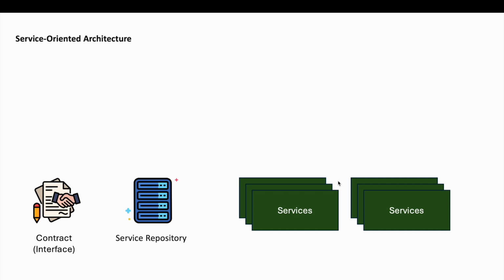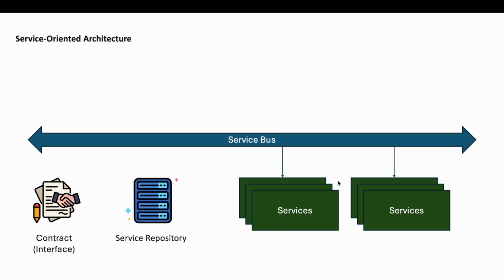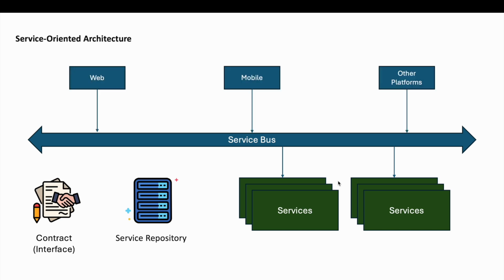Next, we have the service repository, a central directory where services are published and can be found by consumers. And last, we have the service bus, which manages communication and data exchange between services through a reliable and secure platform. The entire SOA system can be accessed through the service bus, where the web, mobile, and other platforms can interface with the service bus to reach the right services that they need.